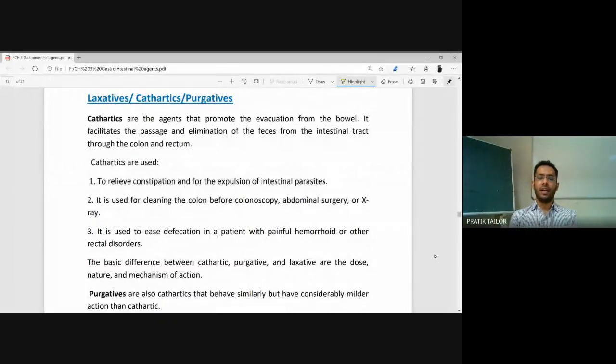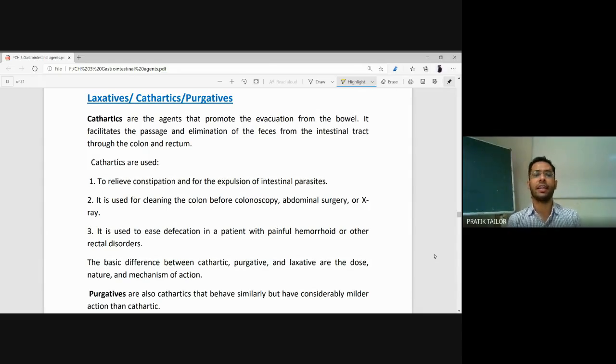Okay, so another category in the same unit, gastrointestinal agents. These are laxatives, cathartics, and purgatives. All will act the same way, but the level of action will be different. These cathartics, purgatives, and laxatives are used mainly in constipation.